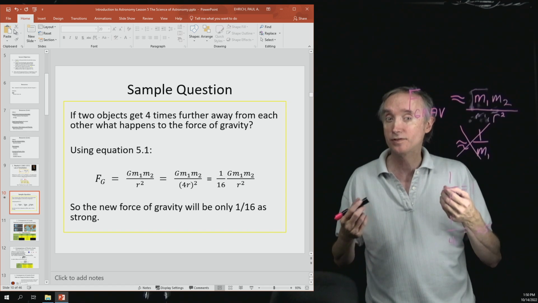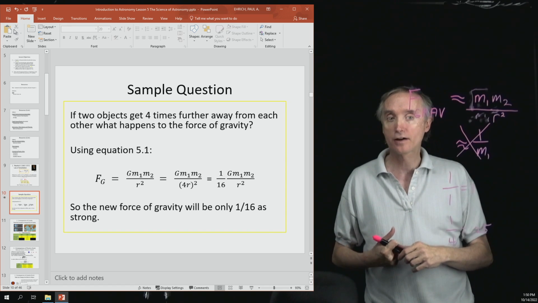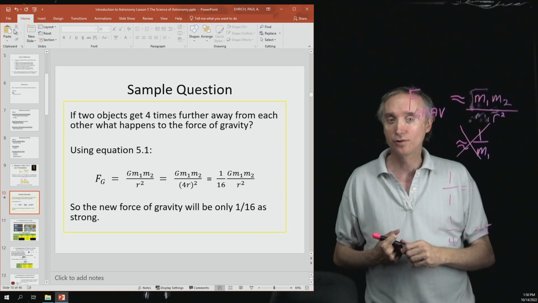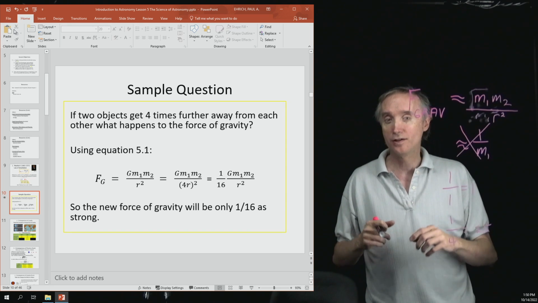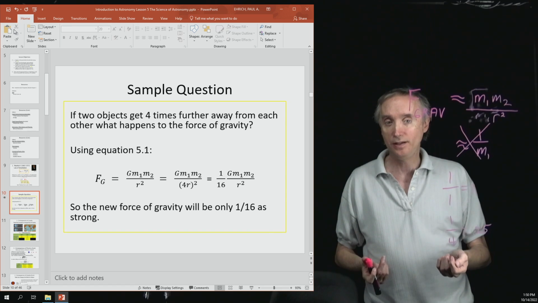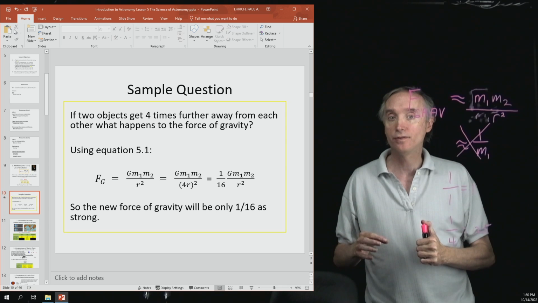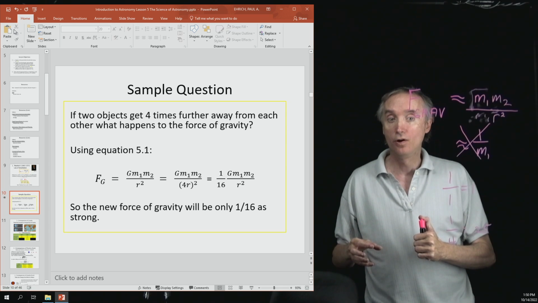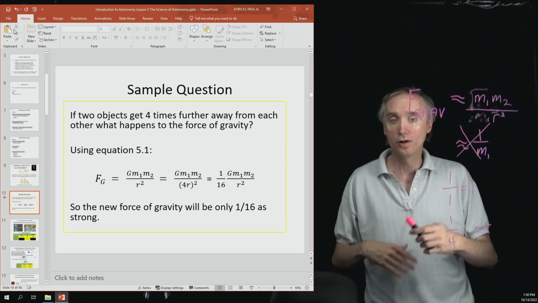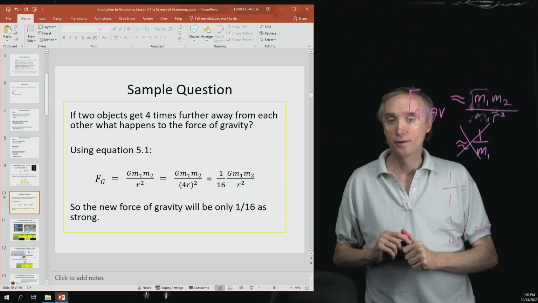Some students would say, oh, the gravity is going to go down by a factor of 4. Not quite, almost, because you have to square it. So 4 times 4 is 16, so therefore it's going to be 1/16 as strong, or you could say 16 times weaker. Either one of those answers would be correct. So don't forget to square the distance.